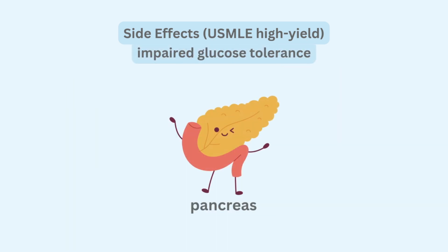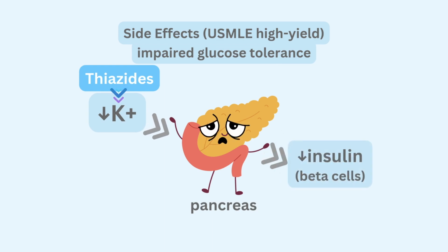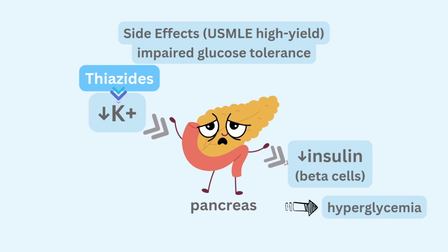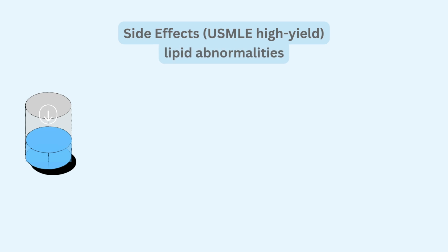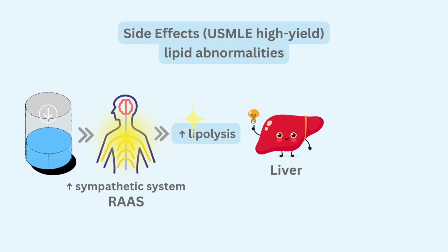Fourth, impaired glucose tolerance. Low potassium reduces insulin release from pancreatic beta cells, leading to hyperglycemia and insulin resistance. Fifth, lipid abnormalities. Volume contraction activates the sympathetic system and RAAS, which increase lipolysis. More free fatty acids reach the liver, where they are converted into triglycerides and VLDL.